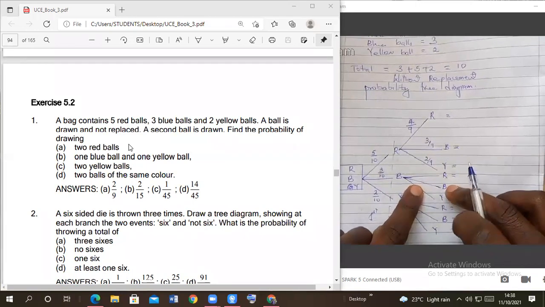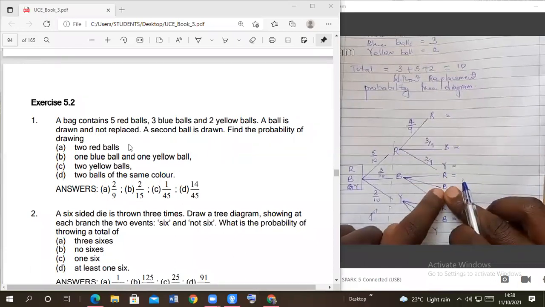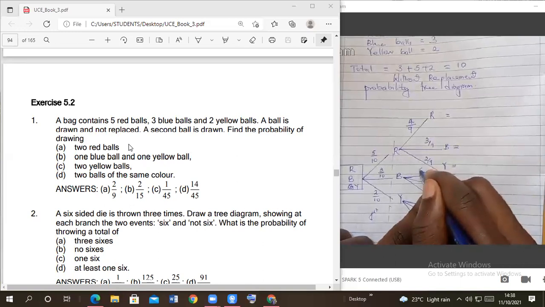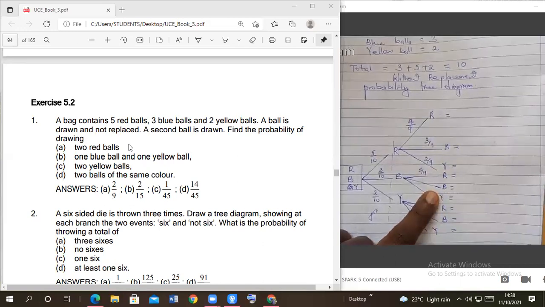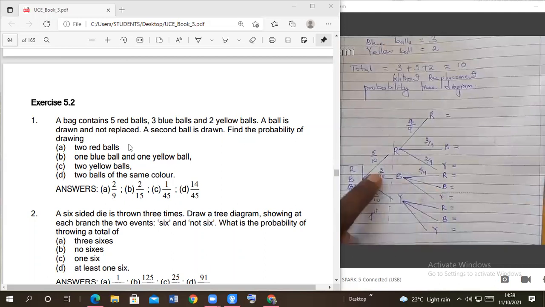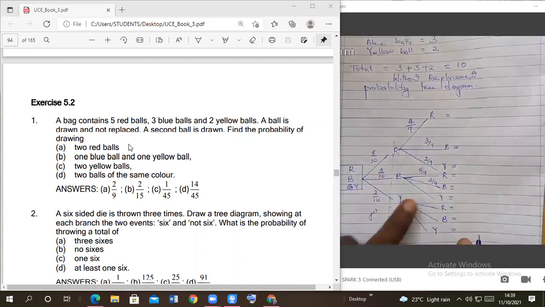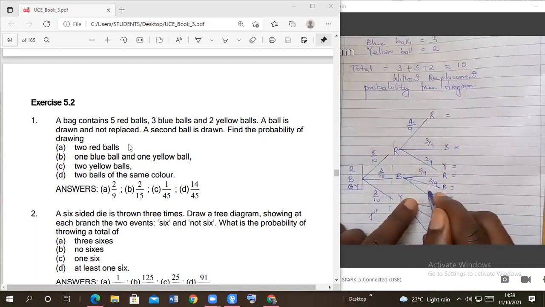Now, when you come to the second branch, assume that you have picked blue. Which means red will still remain 5 out of 9. Okay? Blue will reduce to 2 out of 9. Then yellow will still remain 2, yellow will also be 2 out of 9. Okay?